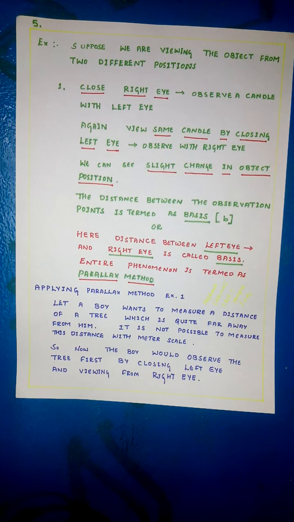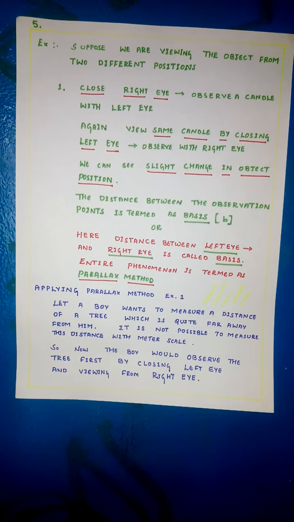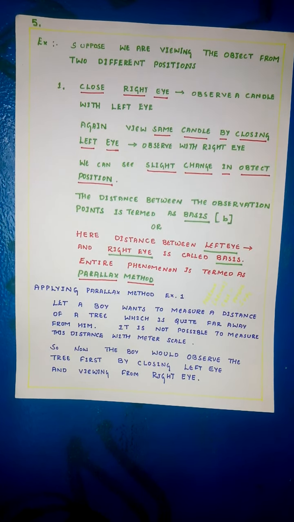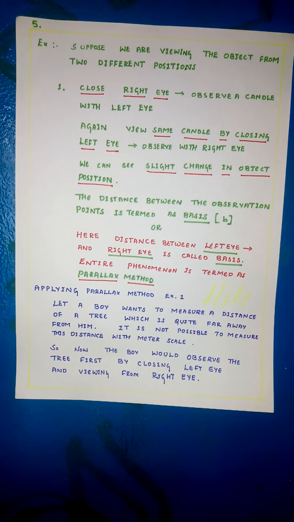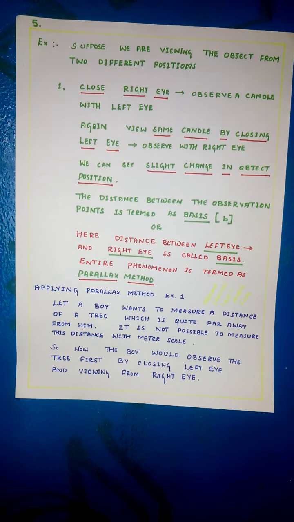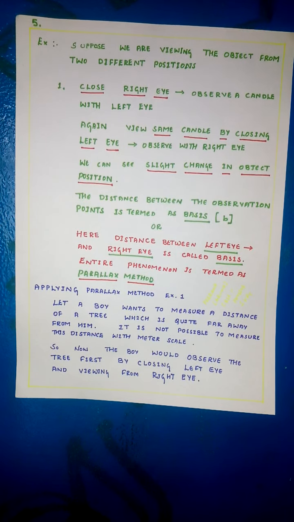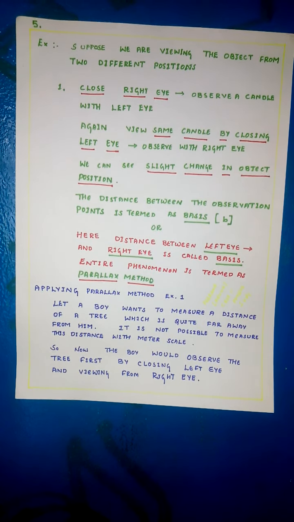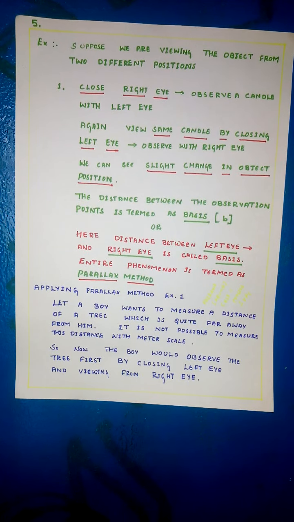The slight variation will be there, no? When you close the right eye and observe with the left eye, just mark the position. And again view the same candle by closing the left eye and observing with the right eye, and mark the position. Then the distance between these two points, when you close the right eye and when you close the left eye, just observe this candle, right? Just mark those points. So we can see a slight change in object position.